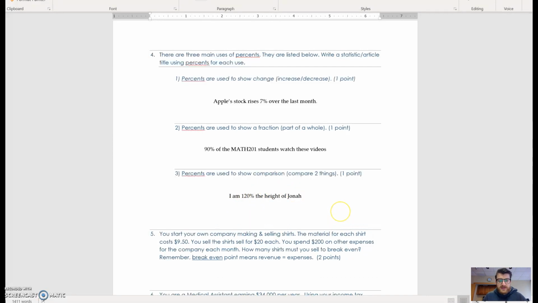If I were to write this, I am 70% the height of Shaq. This means that I am shorter than Shaq, right? Because I'm not even 100% of his height. I'm just a fraction of his height. So this is using a percent to show comparison.